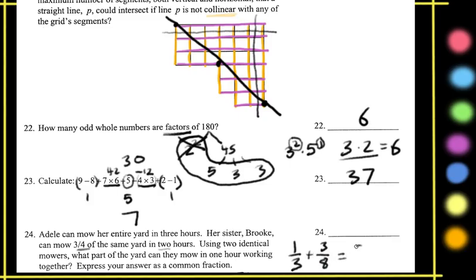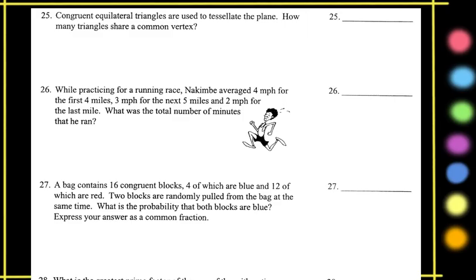So how many 24ths? We've got 8 24ths plus, let's see, this is going to be 9 24ths. So altogether we got 17/24. Okay, one last page to go. Don't quit now. Here we go.